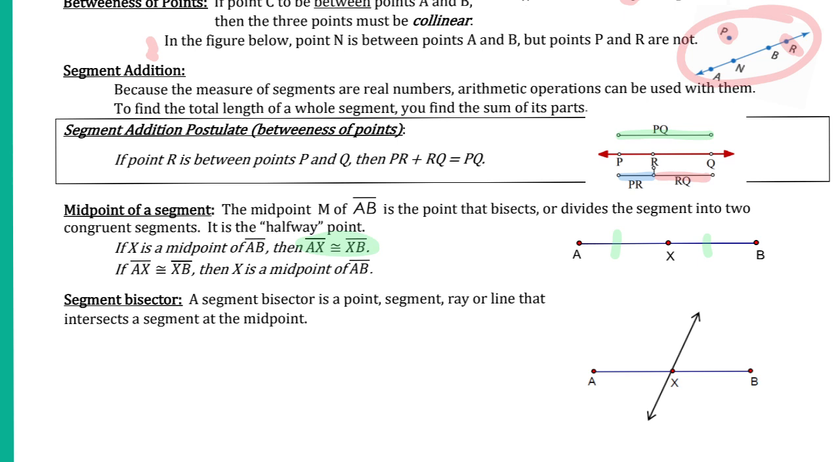And also backwards. If you see a segment where the two halves are congruent, then you know that point X is exactly in the middle of it. You could go both directions. Not everything is that case, but if you have a segment broken up into two congruent pieces, then you know what the midpoint would be.